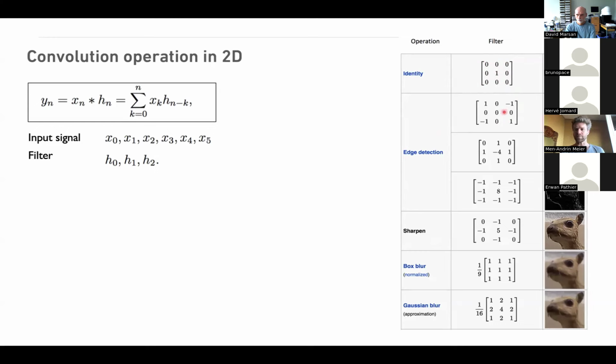You could also, for example, do edge detection filters that highlight differences in your bitmap image. You can have a sharpen operation filter. You can have something that blurs the image. You can really design this filter to change the image in a desired way.